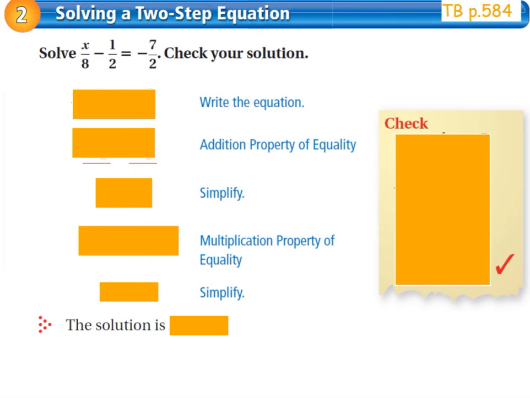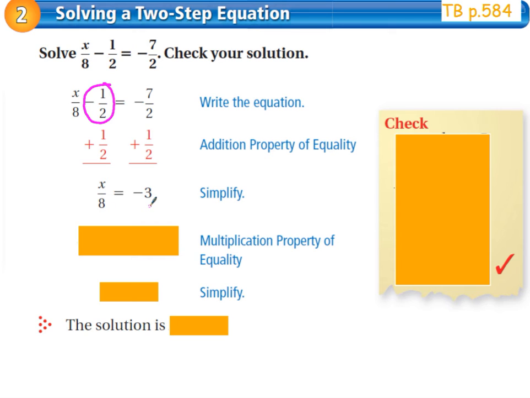Example 2. This time we are going to be using rational numbers. So we have x eighths minus a half equals negative 7 halves. So the first thing that we are going to do is use the addition property of equality, and that will help us get rid of the subtracting 1/2. So that means I'm going to add half to each side, and that leaves x over 8 on the left side of the equation and negative 3 on the right.